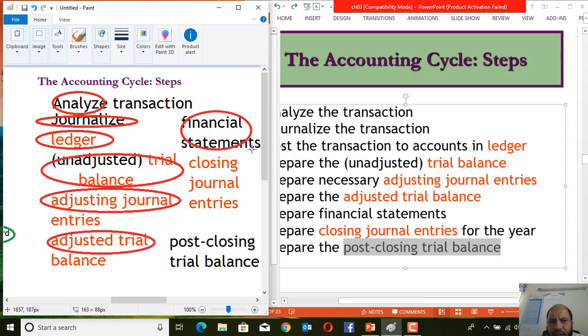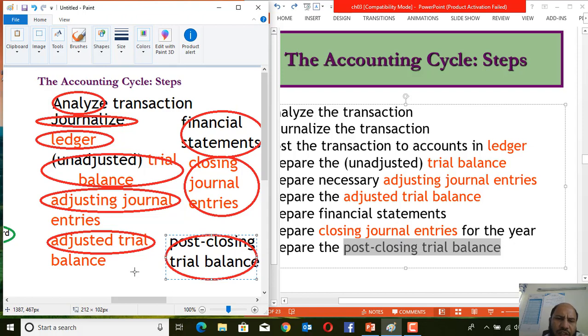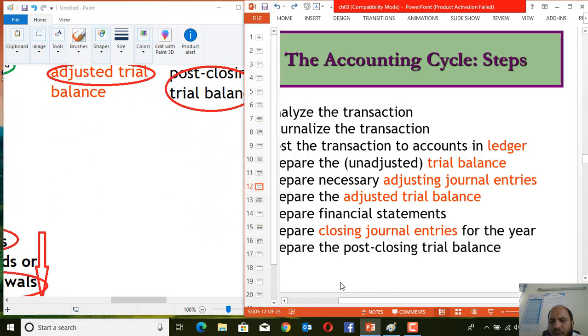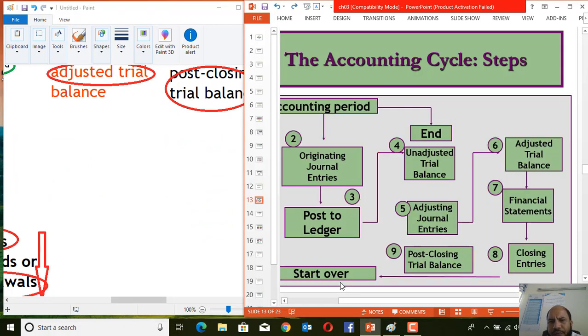Finally, preparing financial statements, and then we will close the journal entries for the year, and we will make the post closing trial balance. These are some of the major steps in the accounting cycle. I hope that you have understood it.